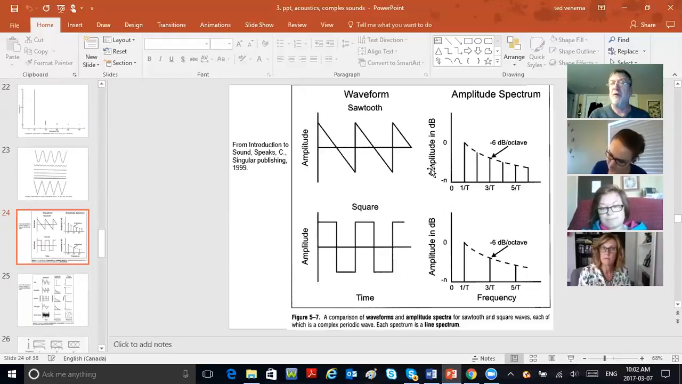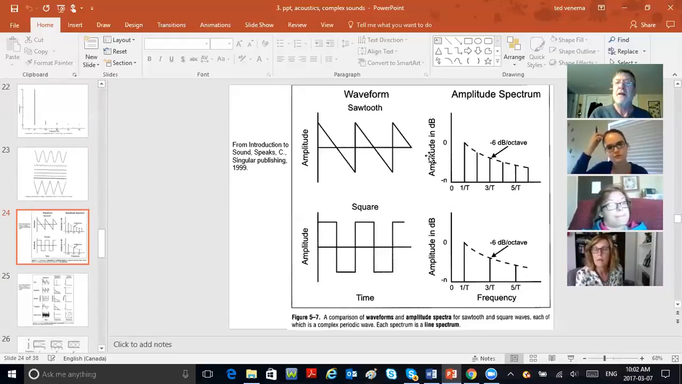Here's a summary of what we talked about. Sawtooth wave. Have a look at this picture. It's amplitude spectrum. You're taking every harmonic and you're dropping them by 6 dB per octave.